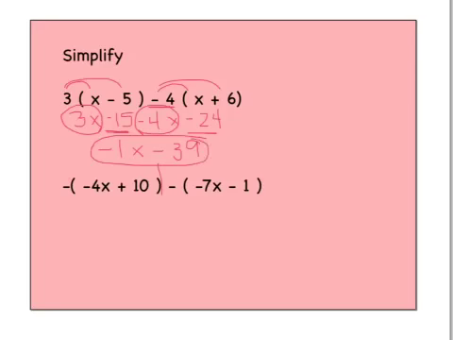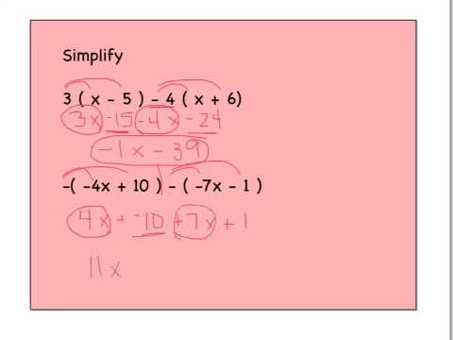The next one would be a positive 4x plus negative 10 plus 7x plus 1. Remember, this negative and negative is what's making it a positive or a plus. 4x plus 7x is going to give us 11x, and negative 10 plus 1 will give us negative 9.